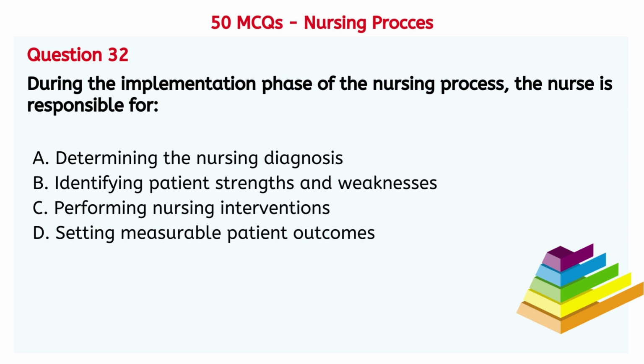Question 32. During the implementation phase of the nursing process, the nurse is responsible for, the options are: A. Determining the nursing diagnosis. B. Identifying patient strengths and weaknesses. C. Performing nursing interventions. D. Setting measurable patient outcomes.